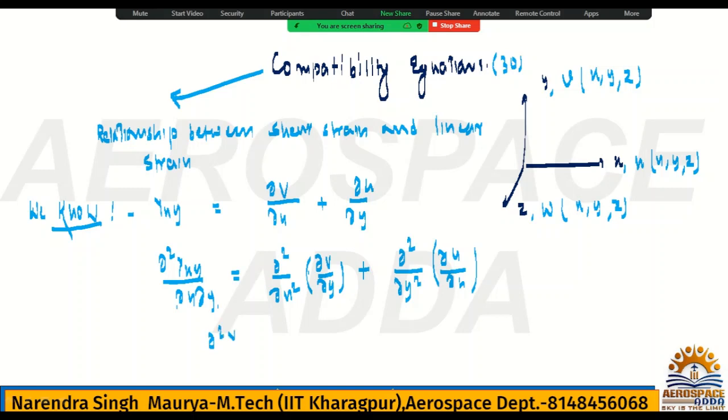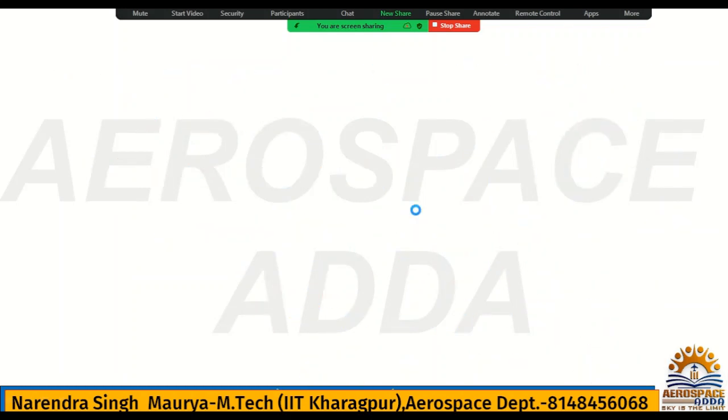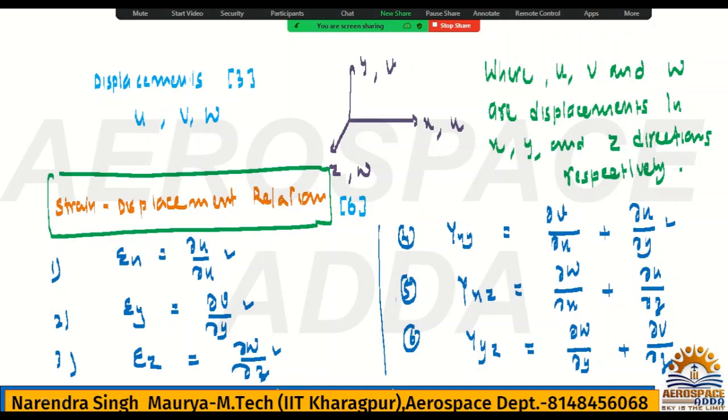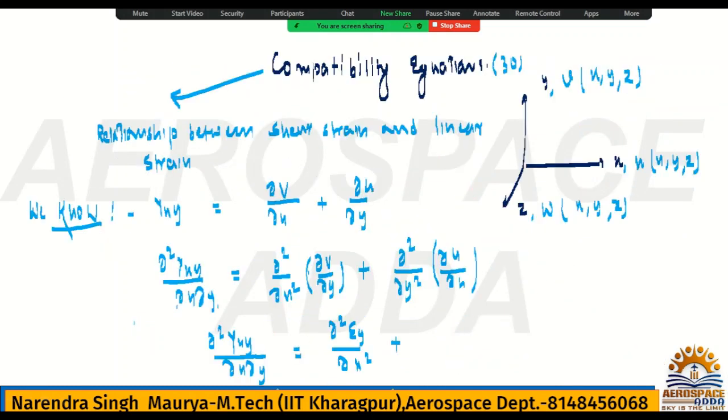So dou square gamma xy divided by dou x dou y is equal to dou square by dou x square of, what is dou v by dou y? It's epsilon y. This is the first compatibility equation. Dou square by dou y square of dou u by dou x. What is dou u by dou x? It is epsilon x. You already have seen, no? Dou u by dou x is nothing but epsilon x. Everything is already written, so nothing to confuse. See, dou u by dou x is epsilon x, dou v by dou y is epsilon y. All the equations I have written, you just go back and check. So this is the first compatibility equation I am deriving. Two or three steps are there, the rest you can do on your own. It's very simple. Dou square by dou y square of dou u by dou x, which is epsilon x, hence it is dou square epsilon x divided by dou y square. Done. This is the first compatibility equation.